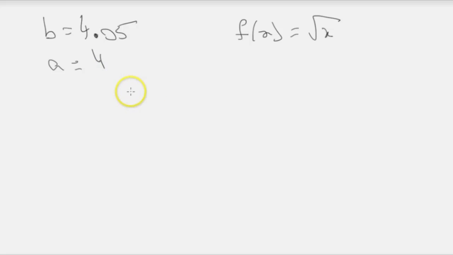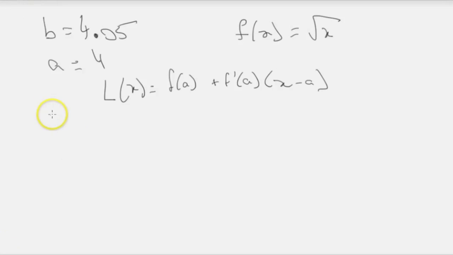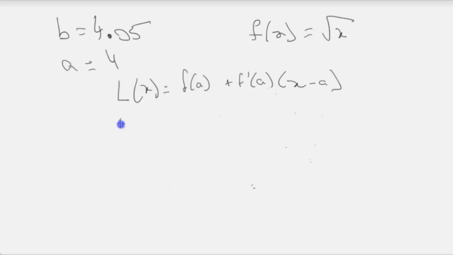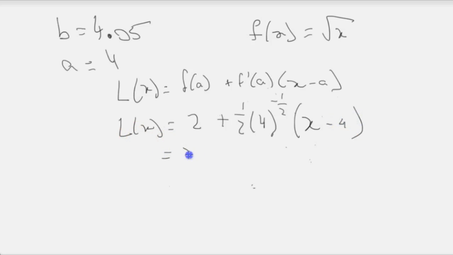So now let me write out that function. Here's that general function of the line again, and we're going to make it specific to the function f of x equals root x. We've got L of x equals f of 4, root 4 is 2, plus the derivative of f at a, which is 1/2 times 4 to the negative 1/2, times x minus 4. Let's simplify this out: 2 plus 1/4 times x minus 4. And so this is our tangent line.